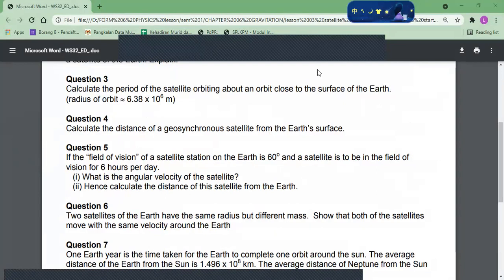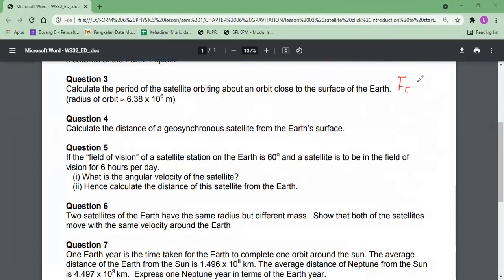Question number 3. Calculate the period of the satellite orbiting in an orbit close to the surface of the Earth. This means that, let's say, on the surface of the Earth, the radius of the Earth is almost 6.3x times 10 to the power 6. We consider actually it's on the surface of the Earth. So we use the concept Fc equal to Fg, gravitational force.